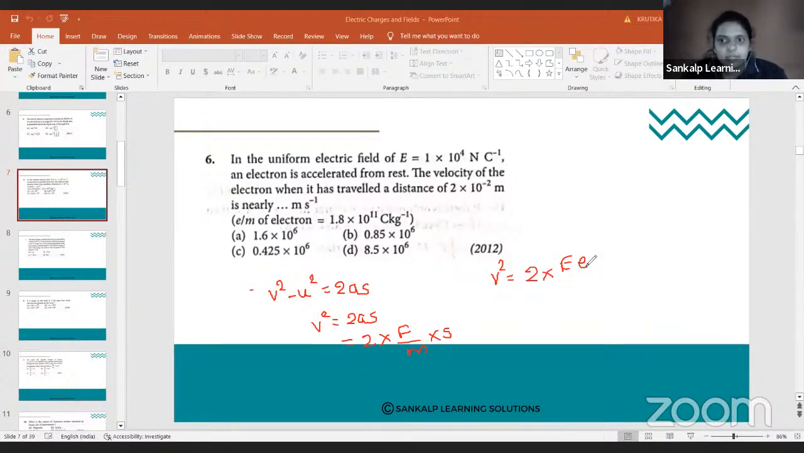E is the electric field, capital E, and small e is the charge of the electron, divided by mass, into the distance traveled. Do not substitute the charge of the electron and mass of the electron here, because in the question, in the given data, the E by M value is given as 1.8 into 10 raised to 11. So you do not need to substitute, it is directly given, 1.8 into 10 raised to 11.